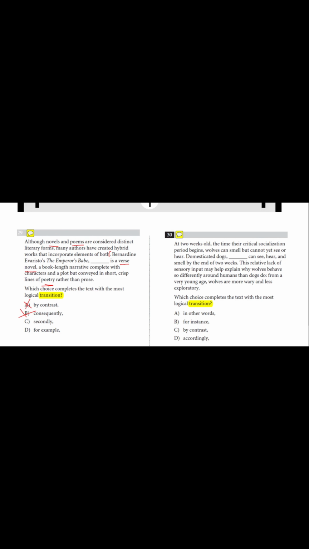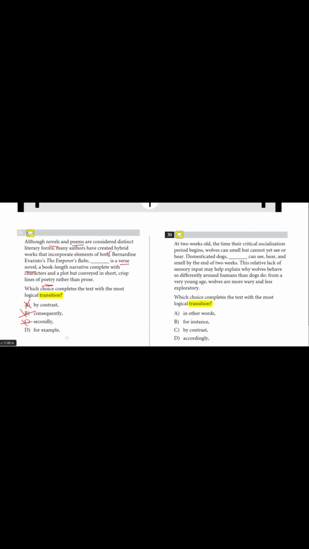sentence or the second idea is a result or resulted from the first. But here this Emperor's Babe is not a result of what was mentioned in the previous sentence. Secondly is not correct as well, because secondly expresses another reason. It tells us if we have mentioned one reason in the previous sentence and then the second sentence expresses another reason. And don't forget that the missing transition word or phrase is within the second sentence.